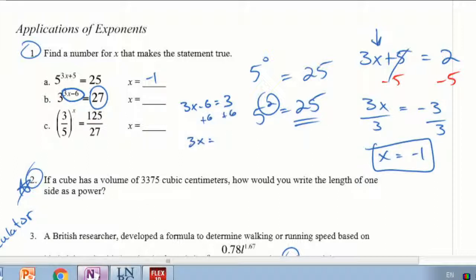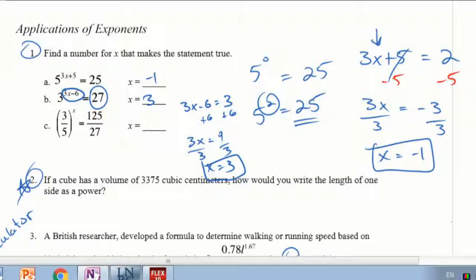6 and 3 is 9. Divide both sides by 3. And I can get 3. Or I can solve by inspection. I can say, okay, well, I need to get a 3. 3 times 3 is 9, minus 6 gives me 3. So that's number 1. I think the last one was number 2.